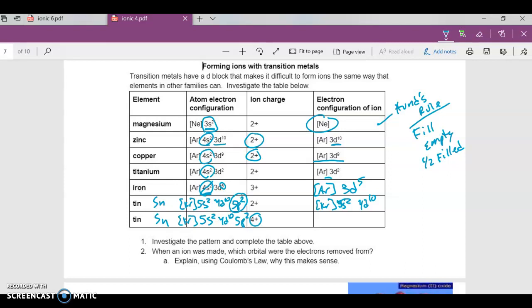Now I'm going to 4+. I'll get rid of my 5p2s. They're the most outer ones. They're the easiest to lose. And then I'll be losing my s block here. So I'll become krypton, 4d10.